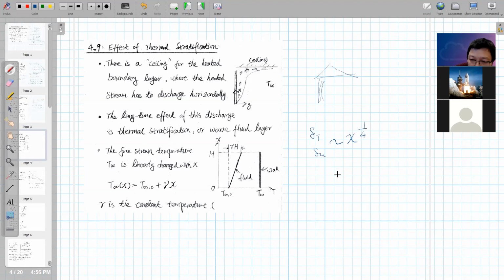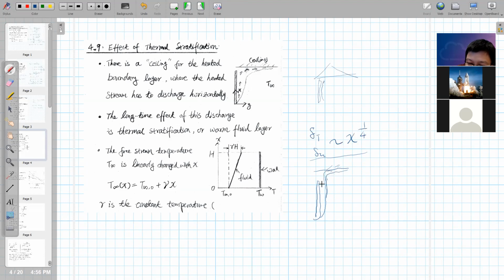So basically, that means that your natural convection boundary layer grows like x to the 1/4. It keeps changing, but it's changing very slowly, okay? But after it hits this ceiling wall, it won't be able to follow x to the 1/4 anymore. Because it has to go in this direction, the flow will eventually go this direction, right?